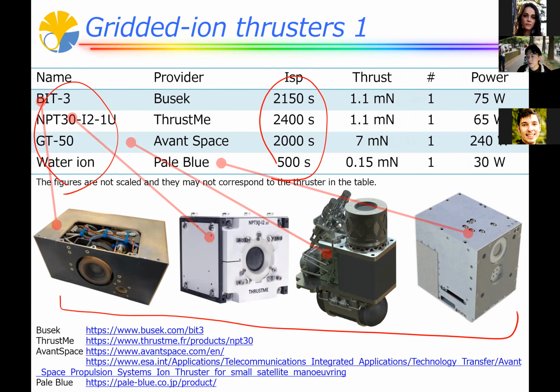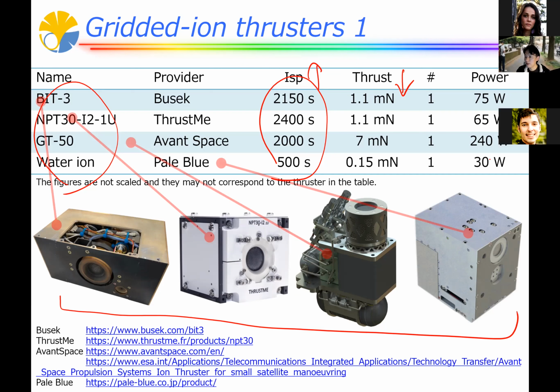The difference is higher specific impulse and also lower thrust. As I explained in the first session of this seminar, ISP and thrust have a trade-off relation. If you increase ISP, thrust must decrease. So compared with the Hall effect thruster, the ion thruster increases the ISP but decreases thrust like this. And they are developed for CubeSat.